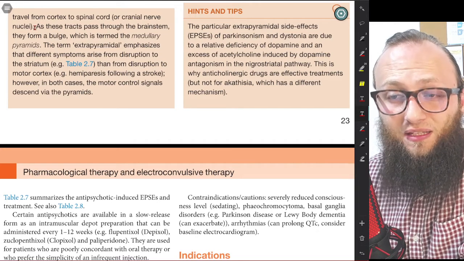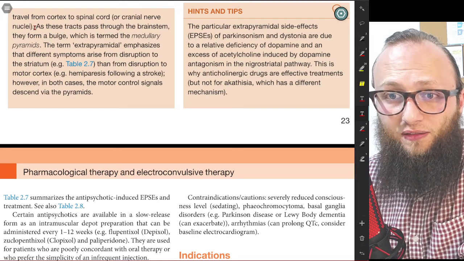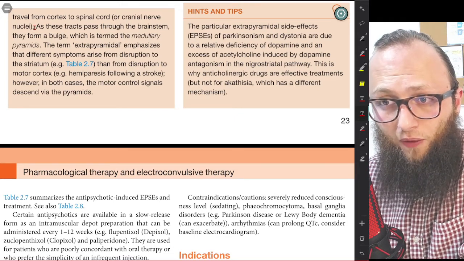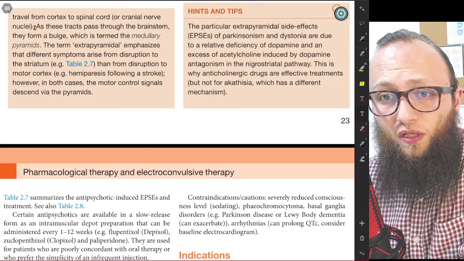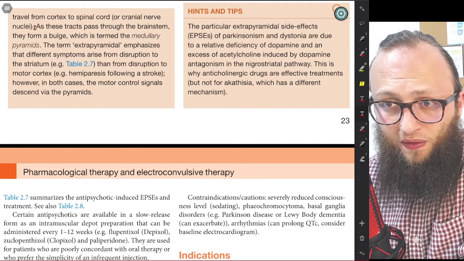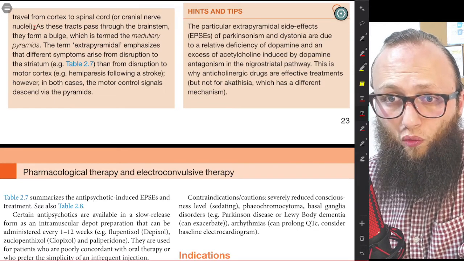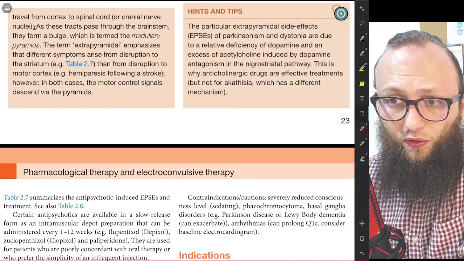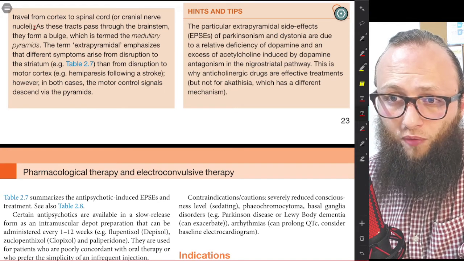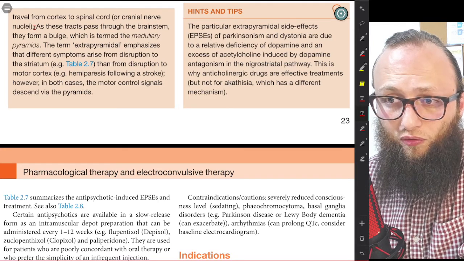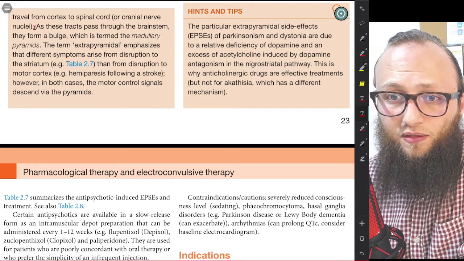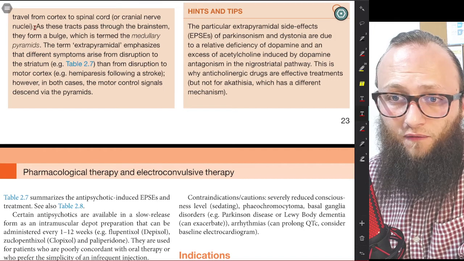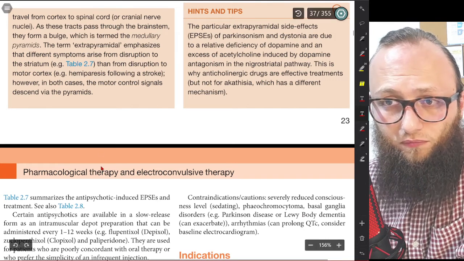The term extrapyramidal emphasizes that different symptoms arise from disruption to the striatum than from disruption to motor cortex, such as hemiparesis following a stroke. However, in both cases the motor control signals descend via the pyramids.